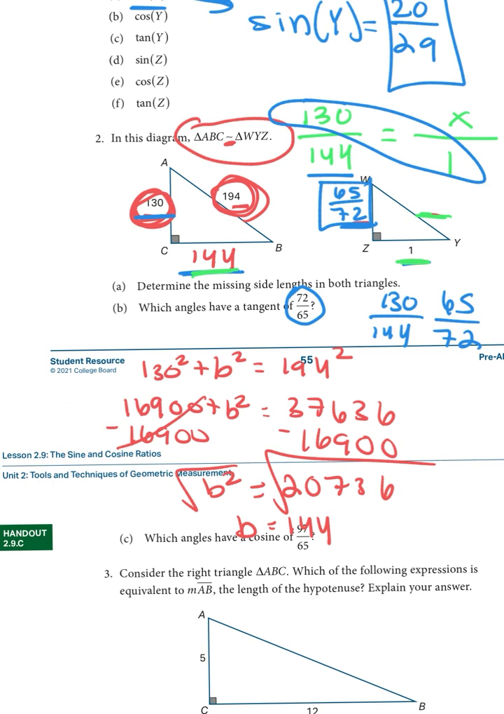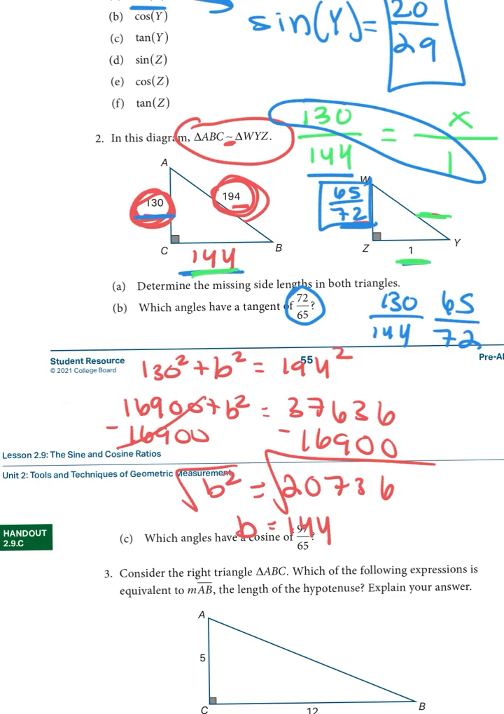I can use any proportion, it doesn't matter, but I kind of want to stay away from that fraction. So I'm going to use 194 over 144. I can use this and this, because I'm missing this one and I know what this is, right? Because I don't want to deal with this fraction. If you want to deal with it, that's fine. You'll still get the same answer as me.